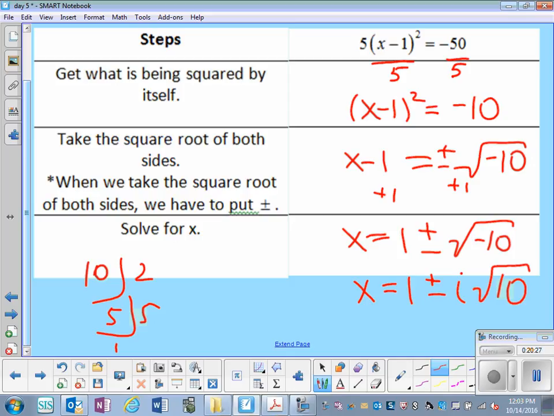And when you look at this answer, this is the final answer. But what it really means is that we have two answers, right? The first answer is x equals 1 plus i square root of 10. And the second answer is x equals 1 minus i square root of 10. So two answers, just combined into one because it's plus and minus. Questions?